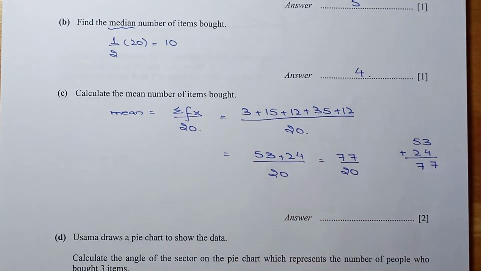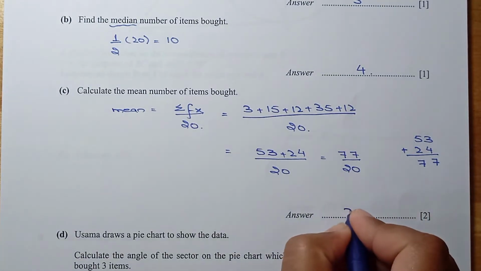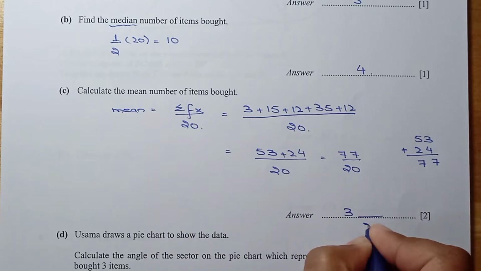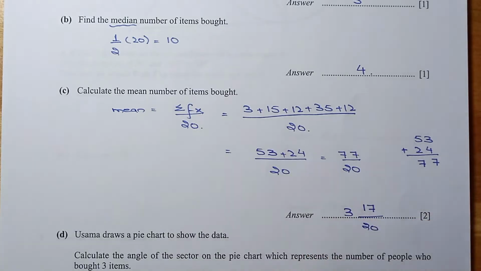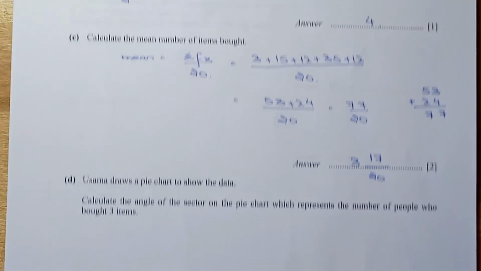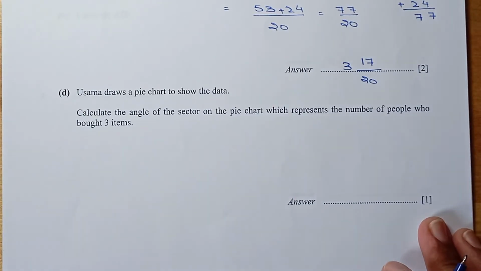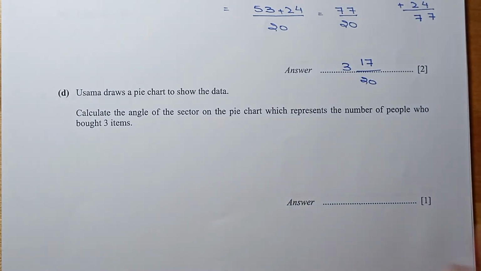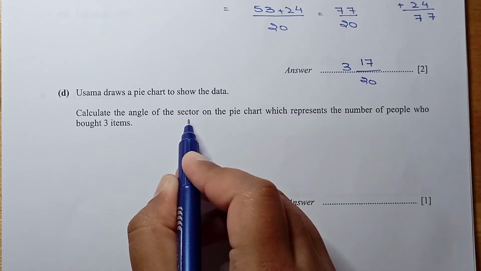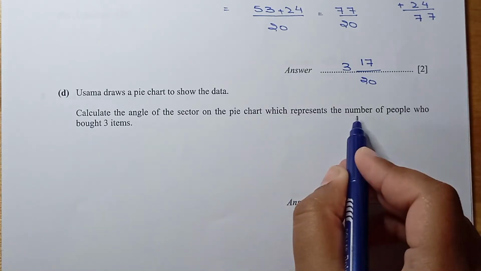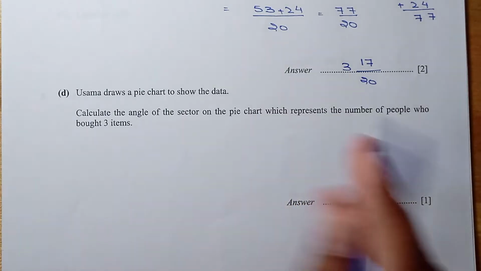You can also convert it into a mixed number. If we say 3, and we have 20, so 3 times 20 would be 60, and 60 plus 17 would be 77. So 3 17 over 20 would be the answer. Now for the D part, Osama draws a pie chart to show the data. Calculate the angle of the sector on the pie chart which represents the number of people who bought 3 items.